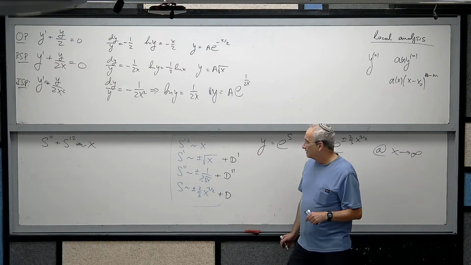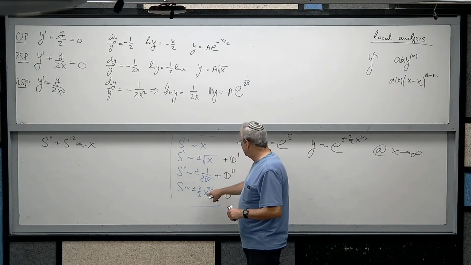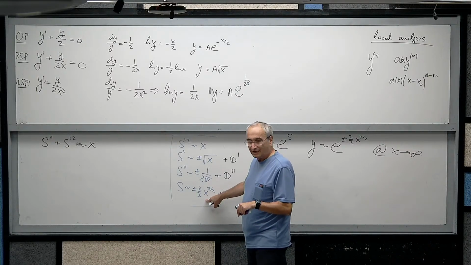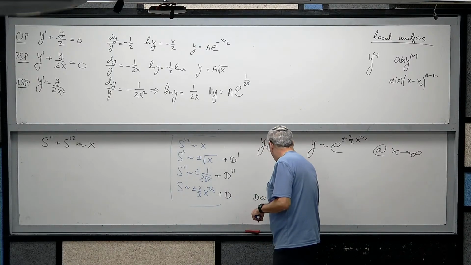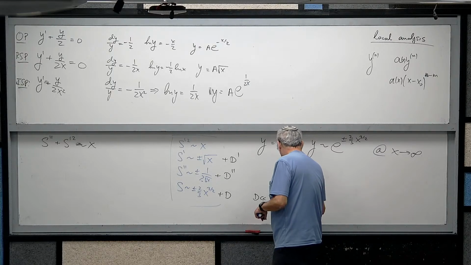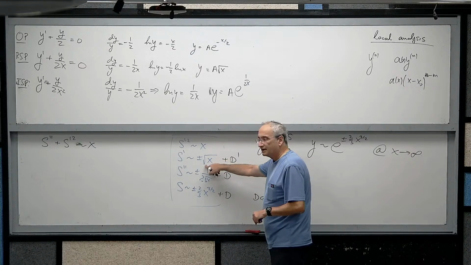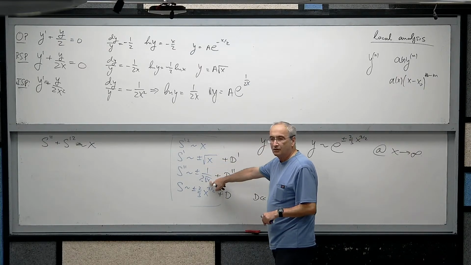All I know is that d is negligible with respect to x to the 3/2 as x goes to infinity, and so on. D prime is negligible with respect to square root of x, and d double prime is negligible with respect to 1 over square root of x.